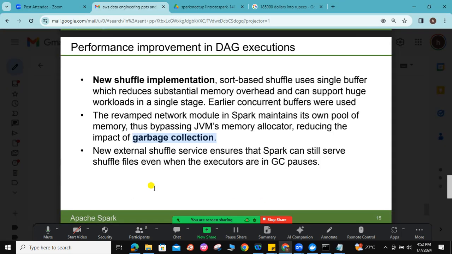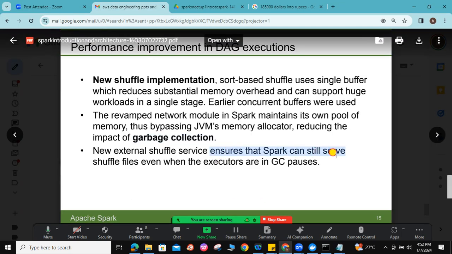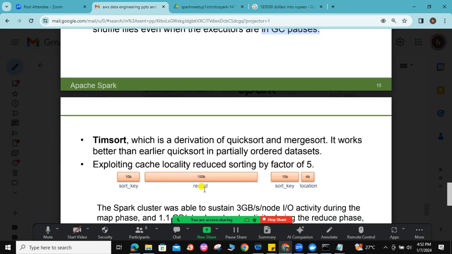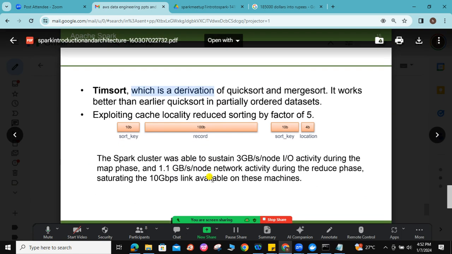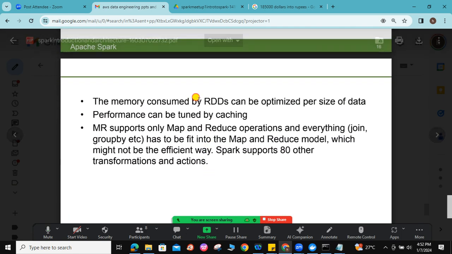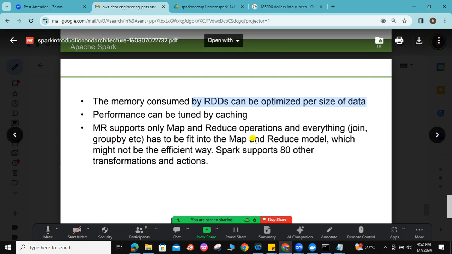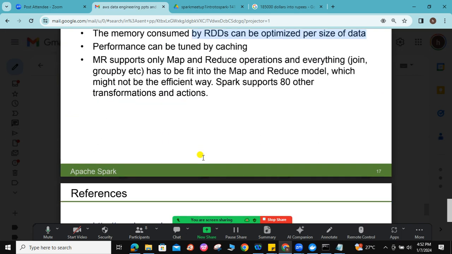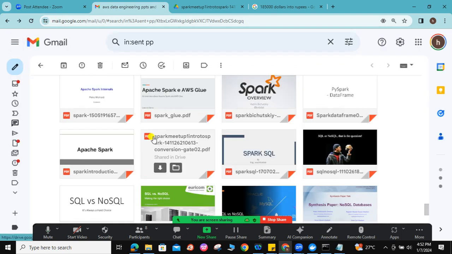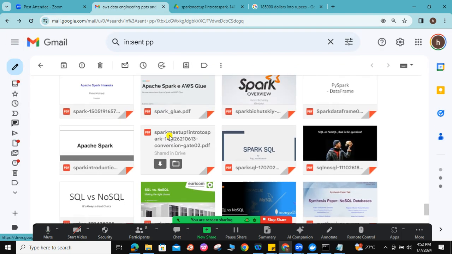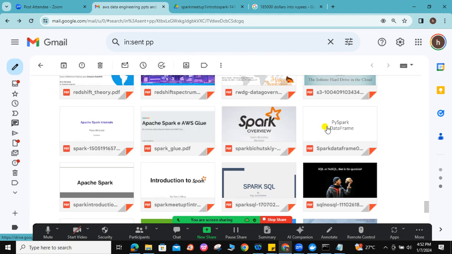So that's what. Shuffle ensures Spark can still serve shuffle files even when an executor is lost or under garbage collection. Okay, whatever. I don't want to read that and explain it to you. The memory consumed by RDDs. Okay, MapReduce model, Spark supports 80 other transformations. Okay, which one did I see? Okay, we did this.